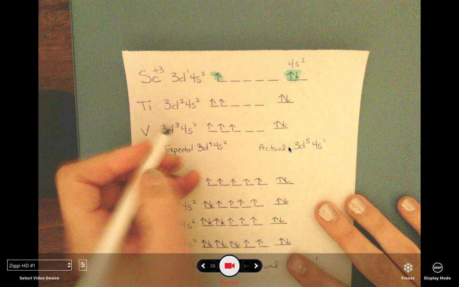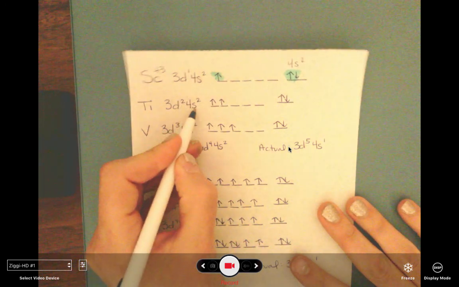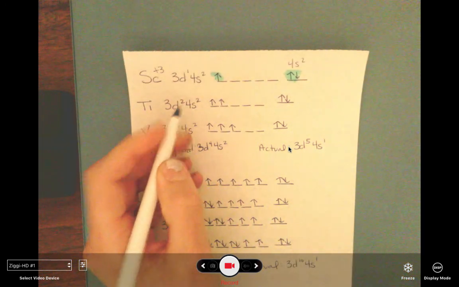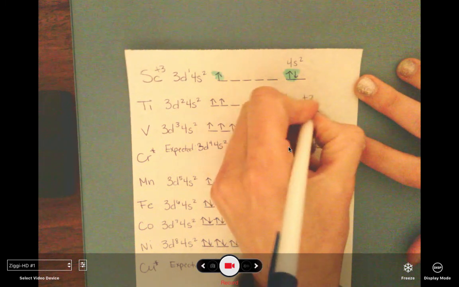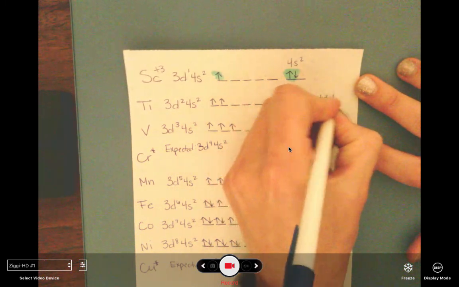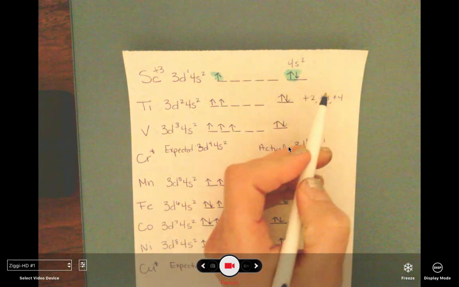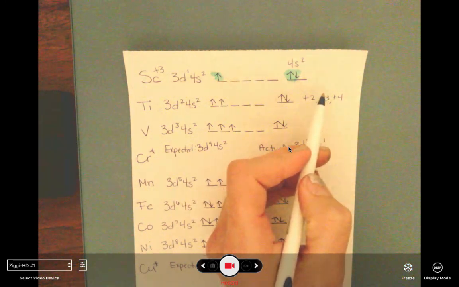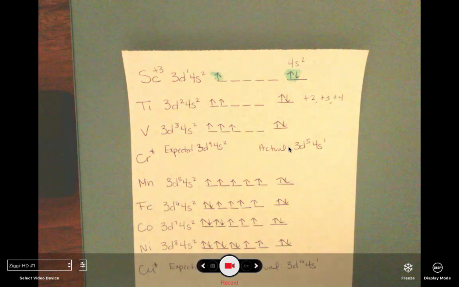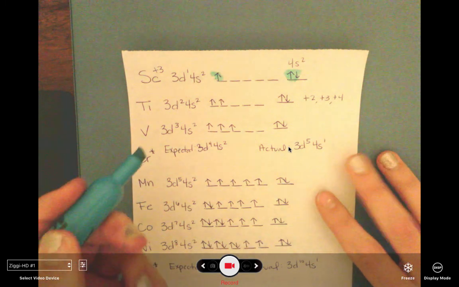Titanium, the next element in the d block, is going to be 3d2 4s2, and titanium can take on a +2, +3, and a +4 charge. So it can take on multiple charges. Something unique about the transition metals is they can do that. And the reason they can take on multiple charges is because of this right here.